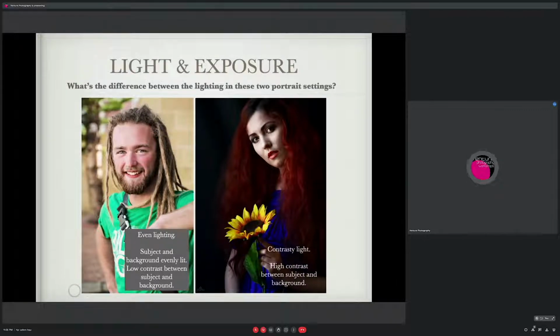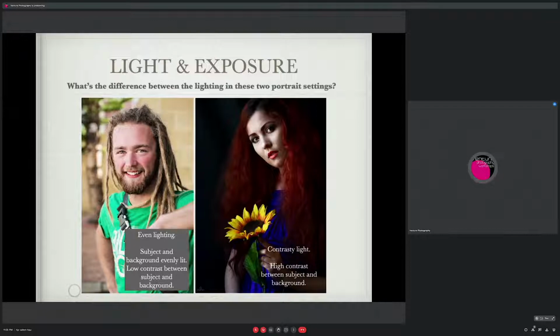The typical kind of lighting that you get if you just photograph someone out in a brightly lit environment. The portrait on the right-hand side, however, is contrasty light because the background is dark and the light on the subject makes her bright, but the background is a dark background, so it's high contrast.